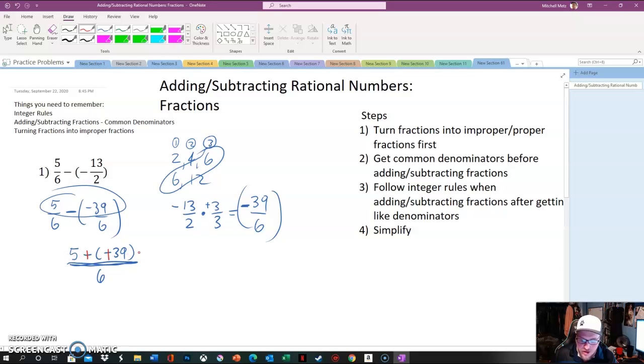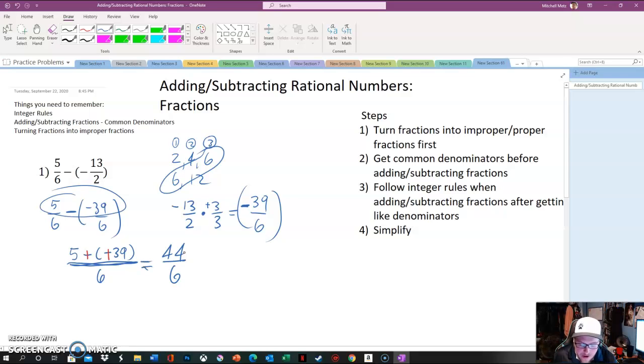Now it's 5 plus 39. And so when I do this, I'm just going to add across. So 5 plus 39 is 44 over 6. Again, my denominator does not get added. I don't add 6 and 6. I can't add them. The parts have to be equal when you're adding and subtracting fractions.